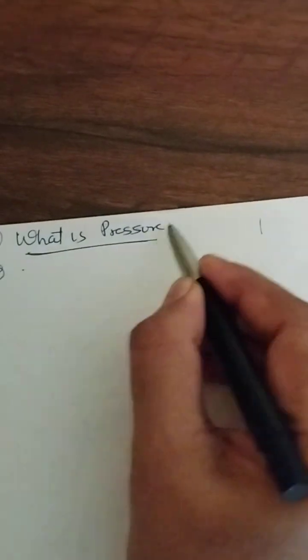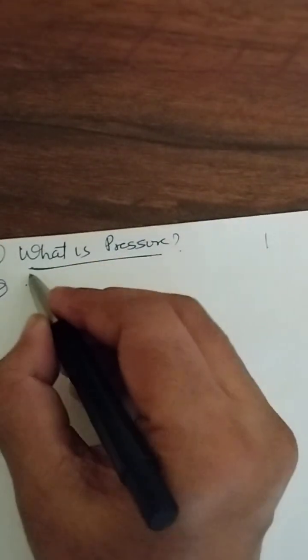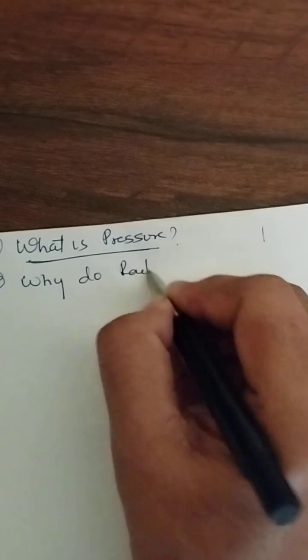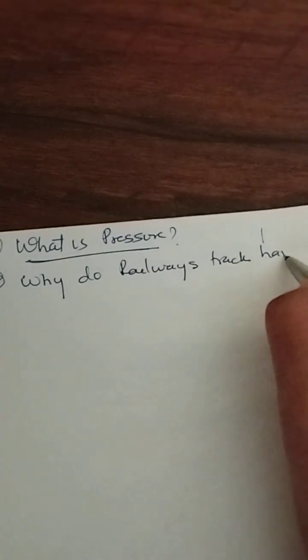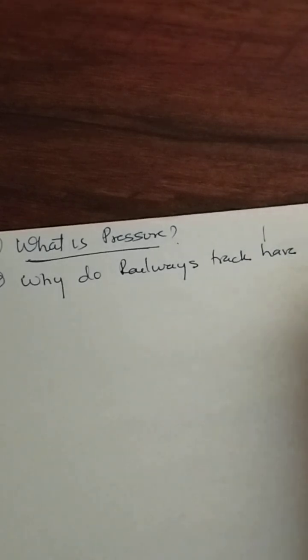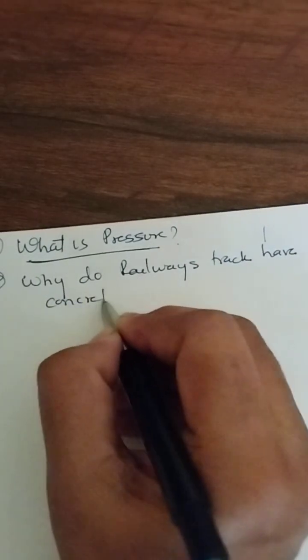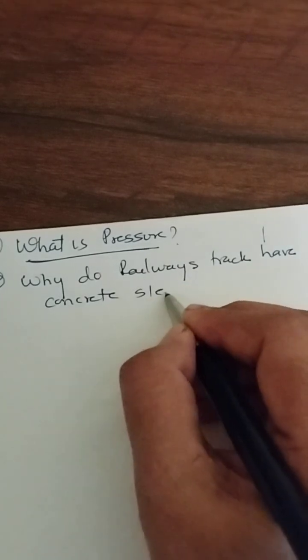Yeah. Next question is, what is pressure? This is important. Now, on this basis, there are certain questions. Give reasons, like why do railway tracks have large sized concrete sleepers? Okay, that means they are wide concrete sleepers.